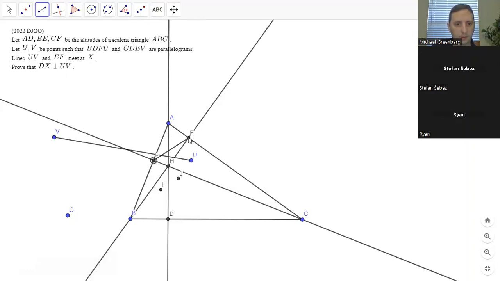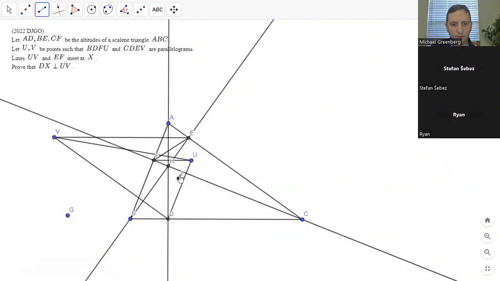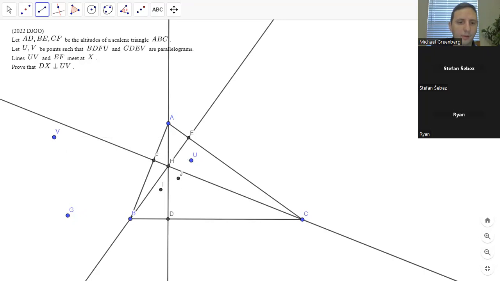Okay. I'll hide these for now. You drew U and V wrongly. BD. Oh, you're right. Dang it. Okay, so I need the midpoints of BF and CE. All right.